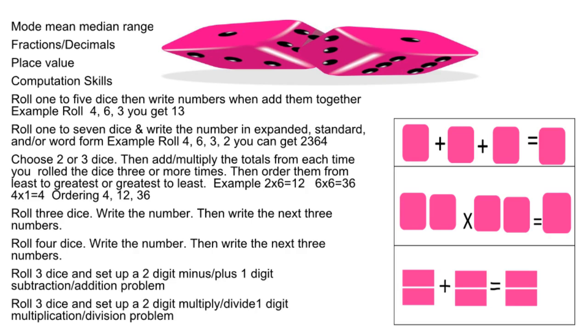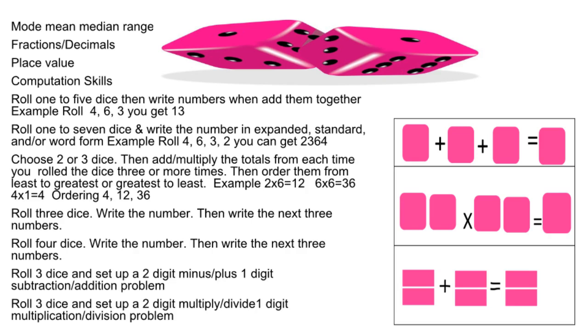Other things you can do with the dice, you can roll 1 to 5 dice at one time, and then you can add them up. An example, you roll 3 dice, you get 4, 6, and 3. You add them up, you get 13. You can also roll, say, 4 dice, and you get 4, 6, 3, and 2. You get the number 2,364. You can write it in expanded form, standard form, or word form.